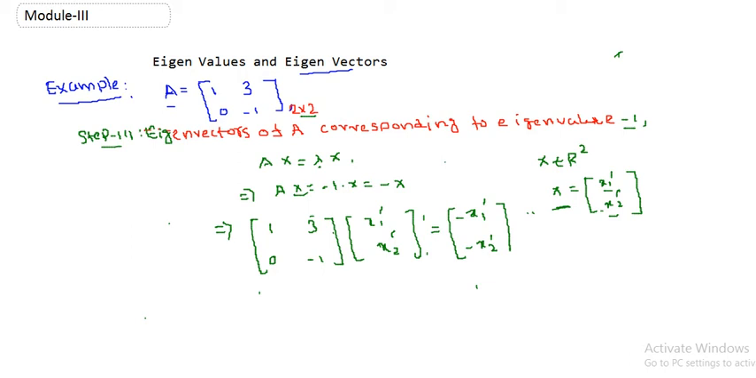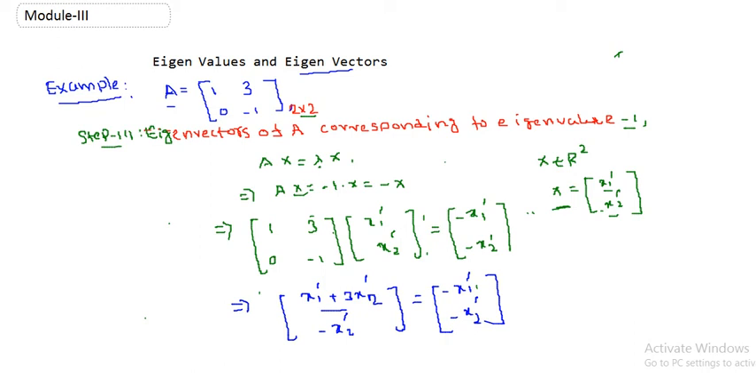So after multiplication, what do we get? From there we get x1 dash plus 3 x2 dash, and here minus x2 dash, which equals minus x1 dash, minus x2 dash. Now the first quantity has to equal this quantity, and the second quantity also has to equal this quantity. So from there we get two equations.